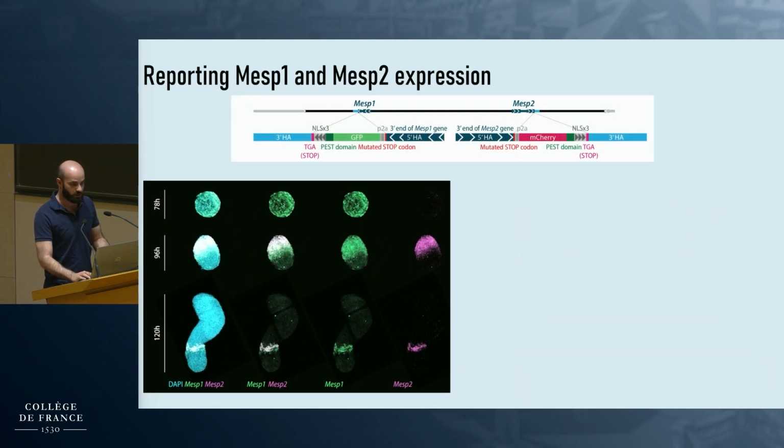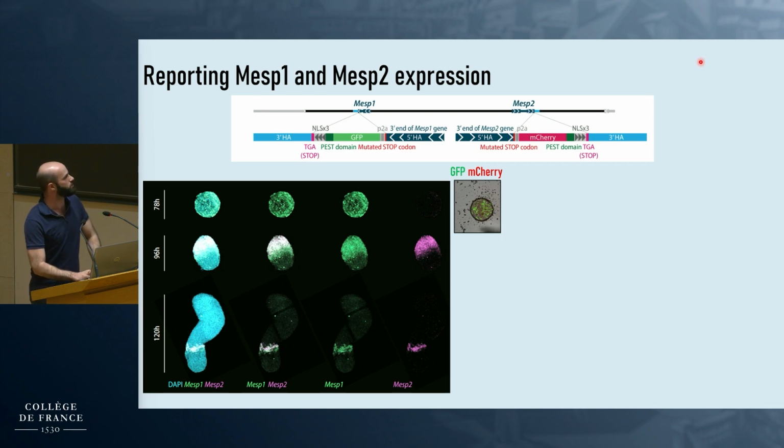So then what Dominique wanted to do is to start taking advantage of the gastruloid system. It's a system that grows outside the uterus, so you can image it. And so she decided to generate knock-in lines, a dual reporter knock-in line with a GFP in the MESP1 gene and an mCherry in the MESP2.